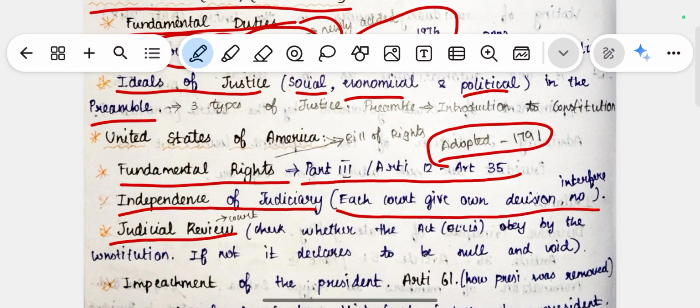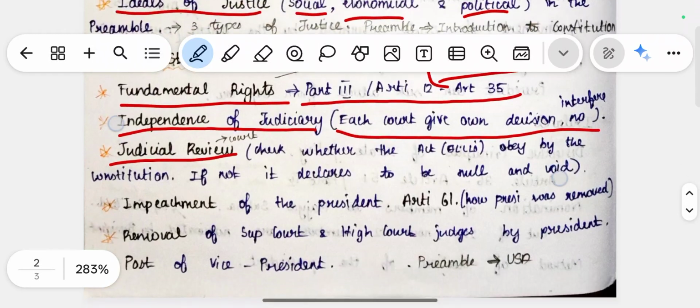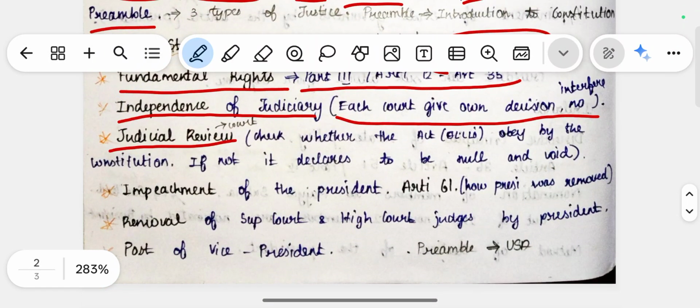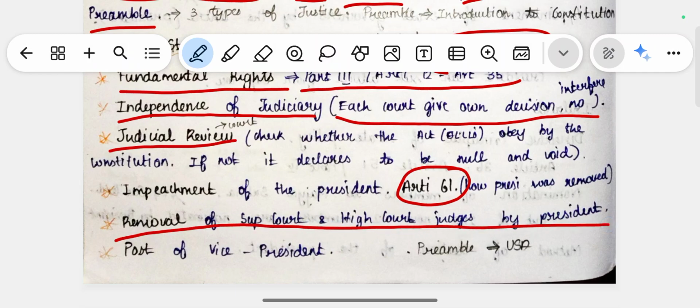To check this, the judicial review concept was taken from the United States of America. Then the impeachment of the president, which was dealt in Article 61, like if a president is appointed, how he should be removed. This concept of impeachment was taken from the USA. And the removal of Supreme Court and High Court judges, which was done by the president.